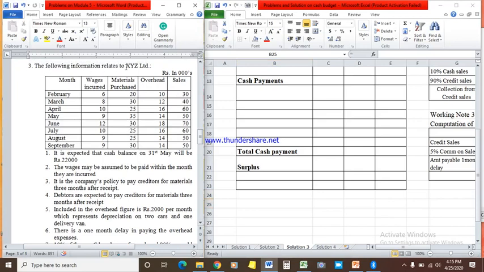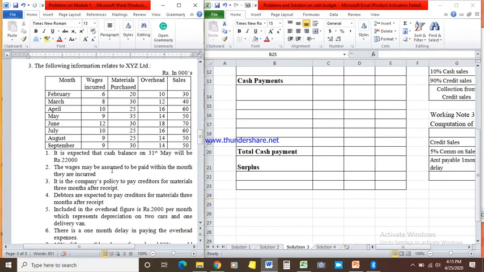The following information relates to XYZ Limited. So the amounts are given in terms of 1000. You have given the details from February to September. Wages incurred, material purchased, overhead and sales figure. It is expected that the cash balance on 31st May will be 22,000. So May month closing cash balance is given. So this becomes the opening balance for the month of June.